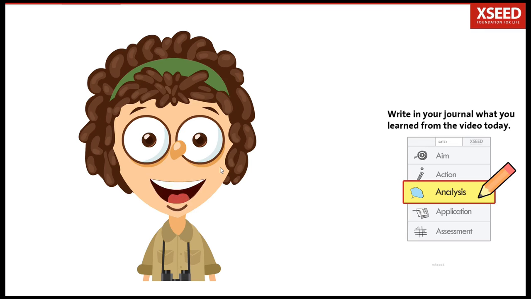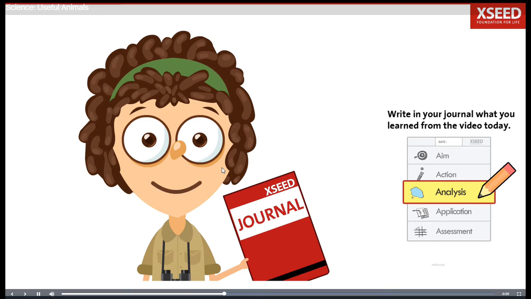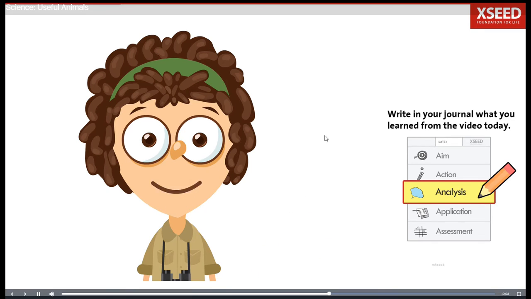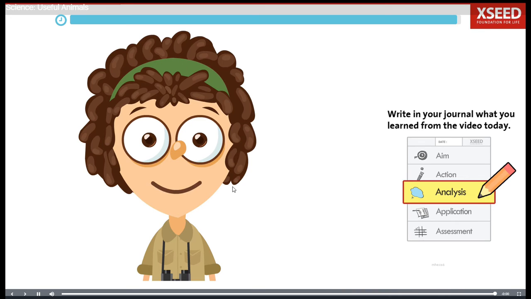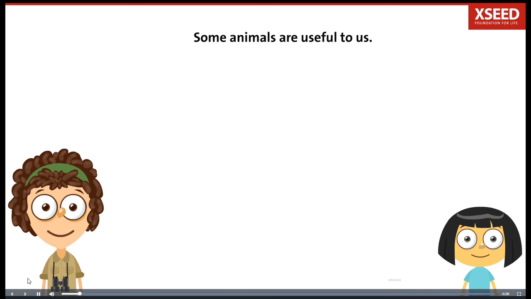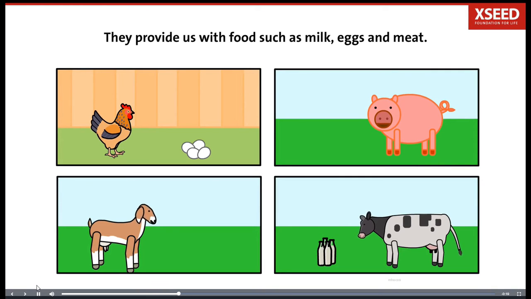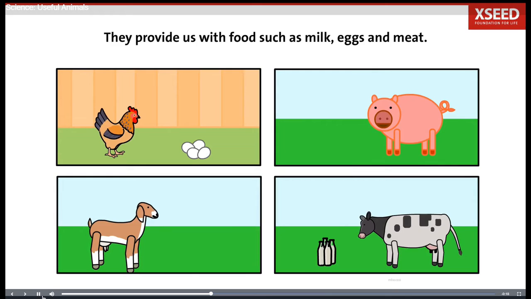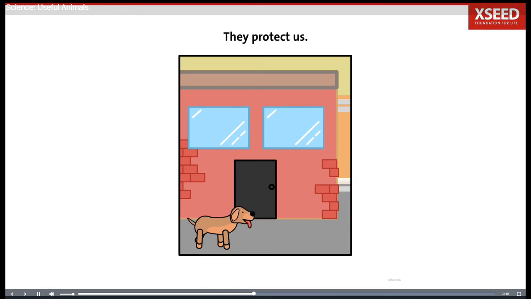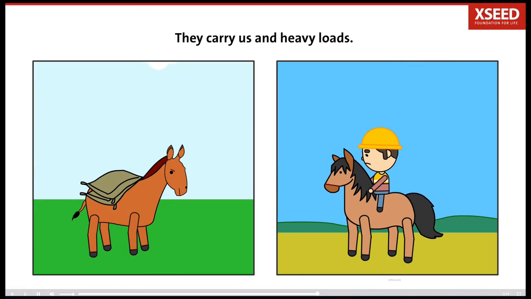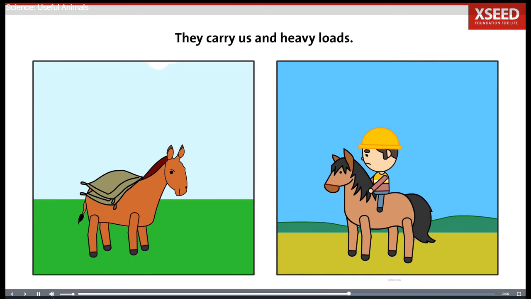In the analysis section of your journal, write in your own words what you learned from the video. Today we learned that some animals are useful to us. They provide us with milk, eggs, and meat. Some animals also help us by protecting our homes and carrying us and heavy load.